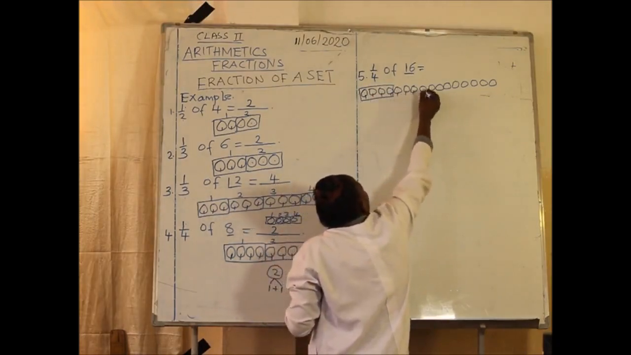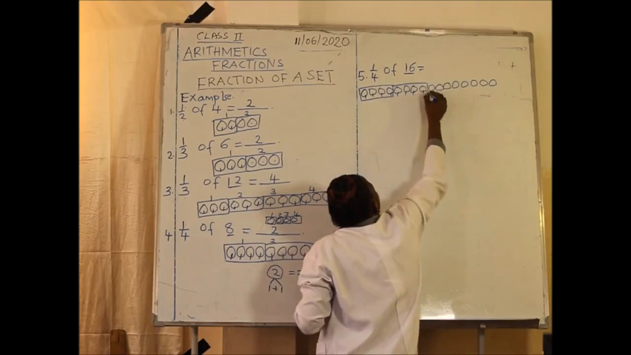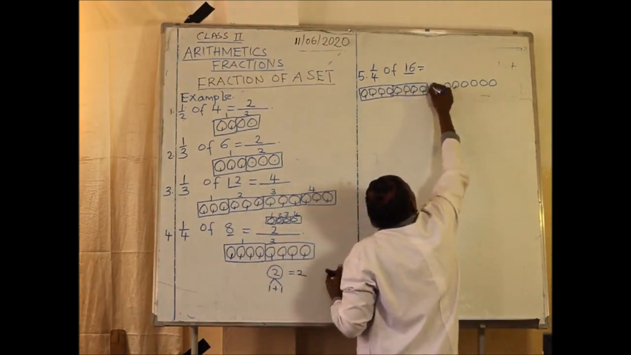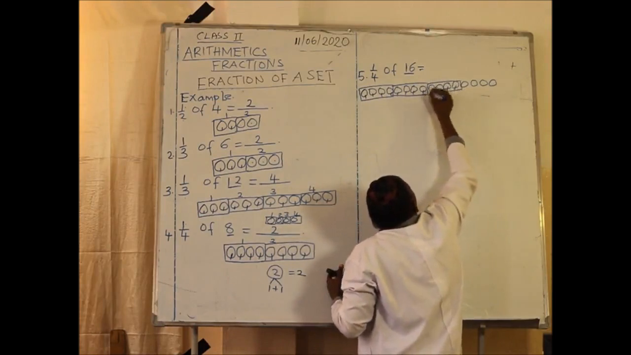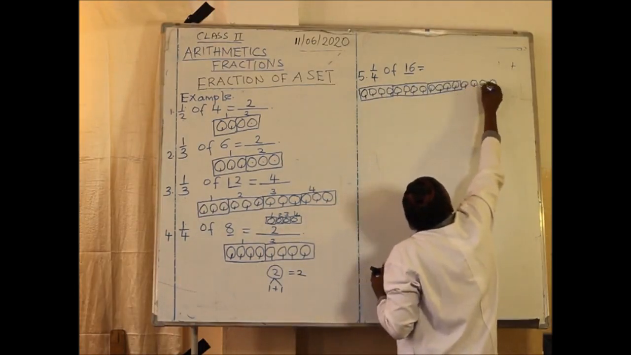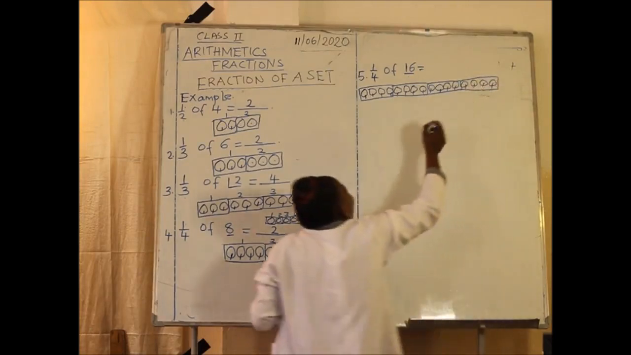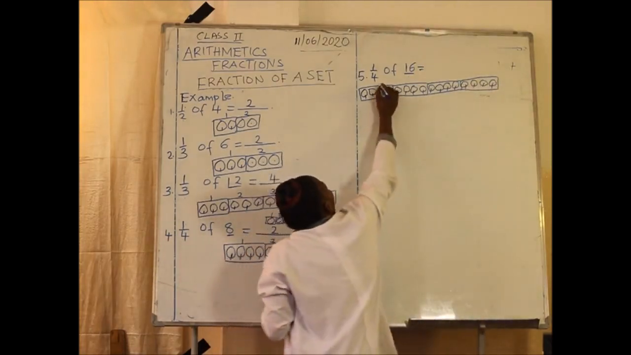1, 2, 3, 4. Another group, that is the second group. 1, 2, 3, 4. Another group of 4. 1, 2, 3, 4. The last group. So we have how many groups?